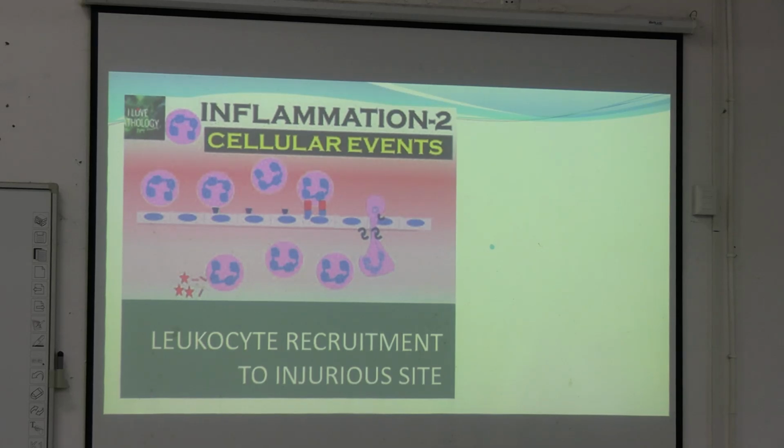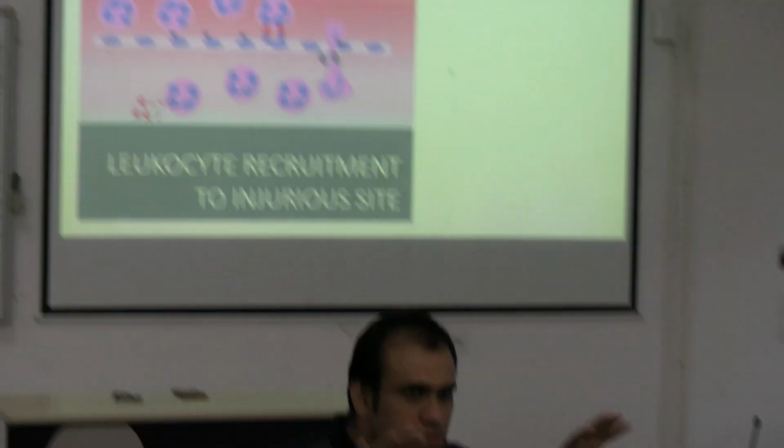In order to perform its function, the leukocytes must leave the circulation. The leukocytes must leave their comfort zone and emigrate into the tissues where there is infection. Right? The leukocytes must come out, they must exit the circulation, and they have to go towards that site where there is infection or inflammation, where they are supposed to perform their function.